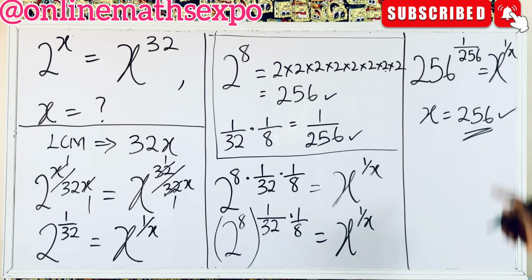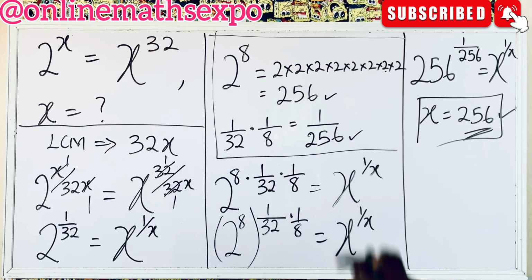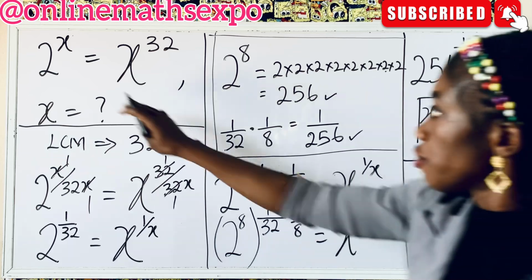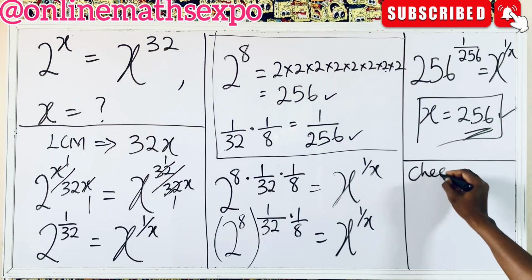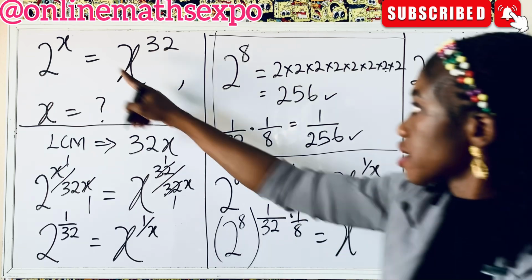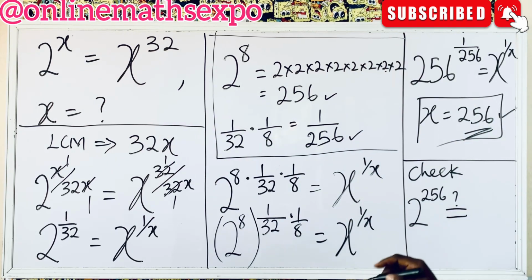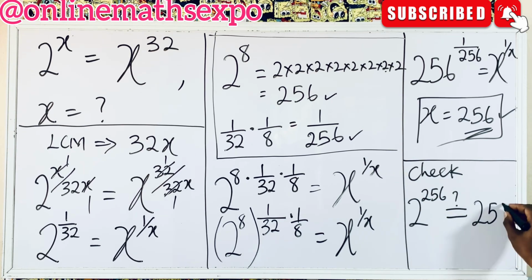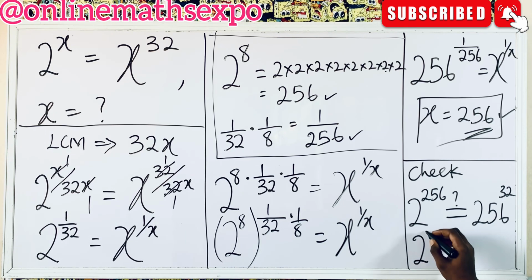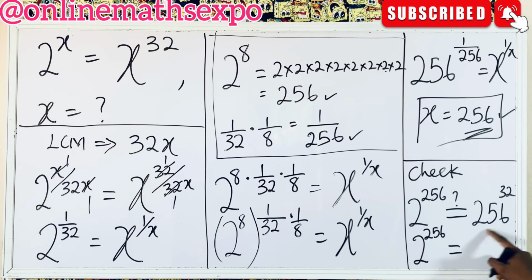256. Now, if this is true, let's check to know if actually we'll get the same thing. From here, we are doing a check now. We have 2 to the power of x. Our x is 256. And at the right side, we have 256 raised to the power of 32. From here, we are having 2 to the power of 256. For this, it is the same as 2 to the power of 8, okay? Then raised to the power of 32.